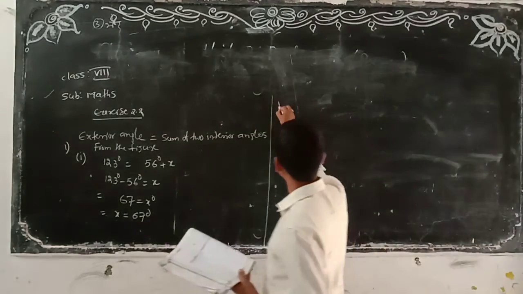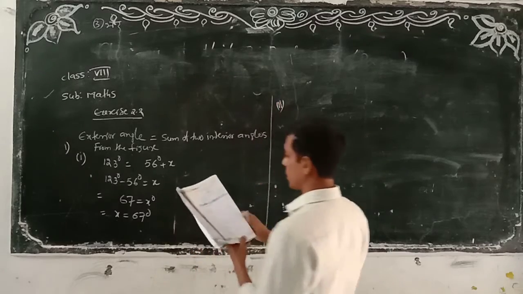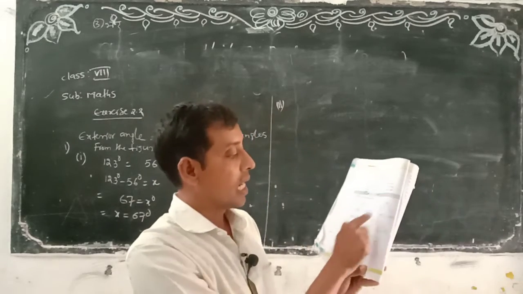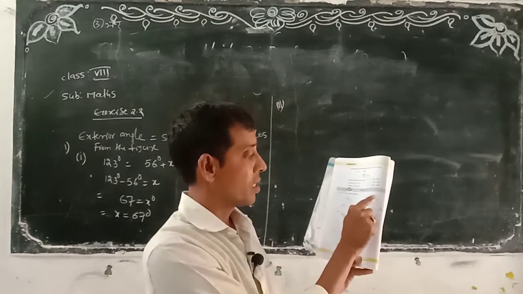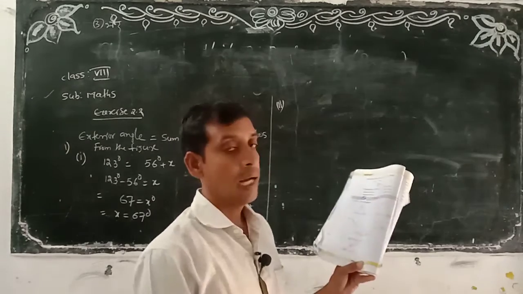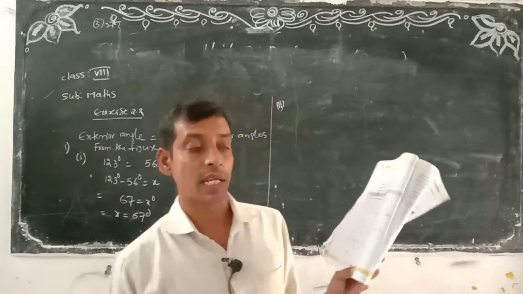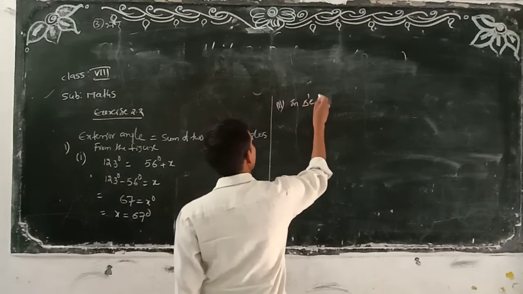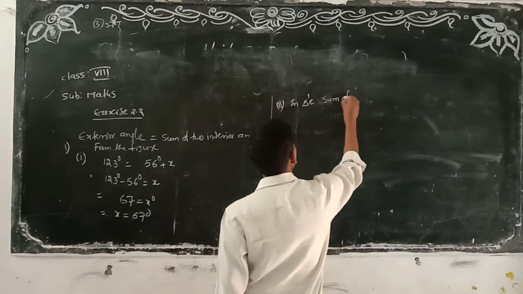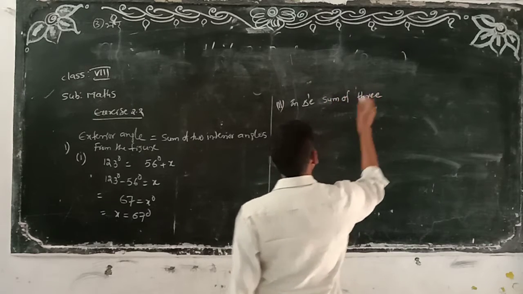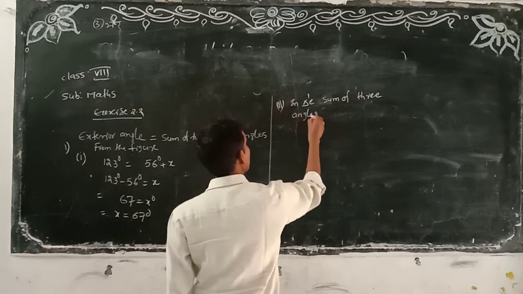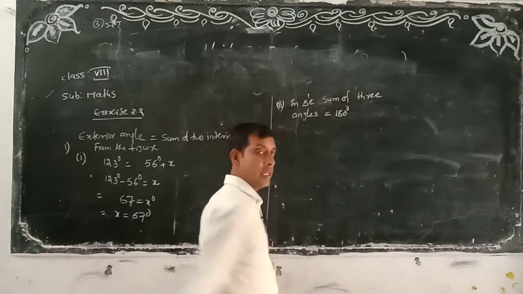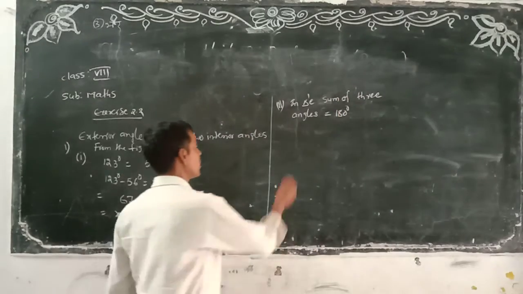Next, the second diagram. There is no exterior angle here, these are interior angles. This is a triangle. In the triangle, we have the three angles P, Q, R. Here some angles are given and also 3x plus 16. In a triangle, the sum of three angles is equal to how many degrees? 180 degrees.